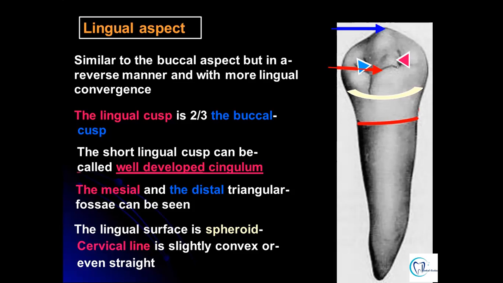It is 2/3 of the height of the buccal cusp, or we can also say that the lingual cusp is so small that we can call it a well developed cingulum. As we see in anterior teeth there is a cingulum, so that cingulum is well developed in the mandibular first premolar, which is considered to be a lingual cusp, but it is shorter. When we see the mesial and the distal triangular fossae, they can be appreciated, and the lingual surface is spheroidal in shape. Also, the cervical line is there, which can be either convex or straight.